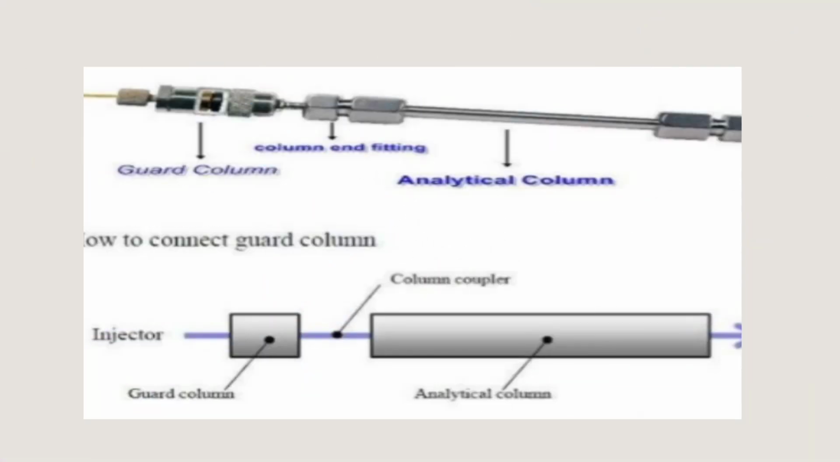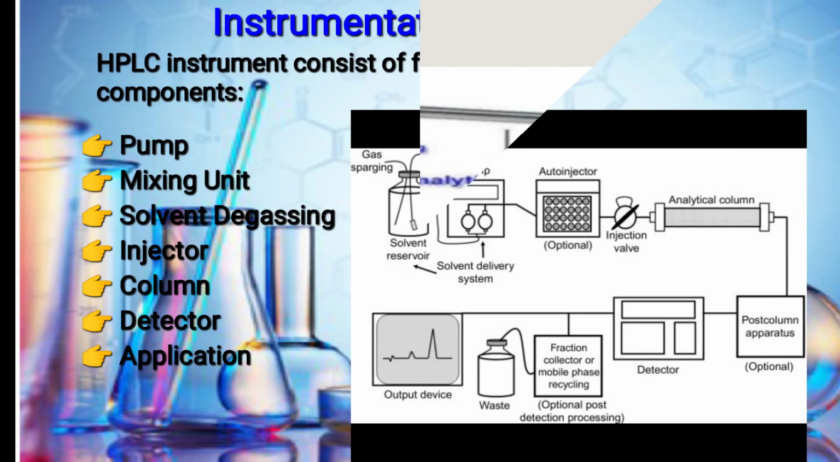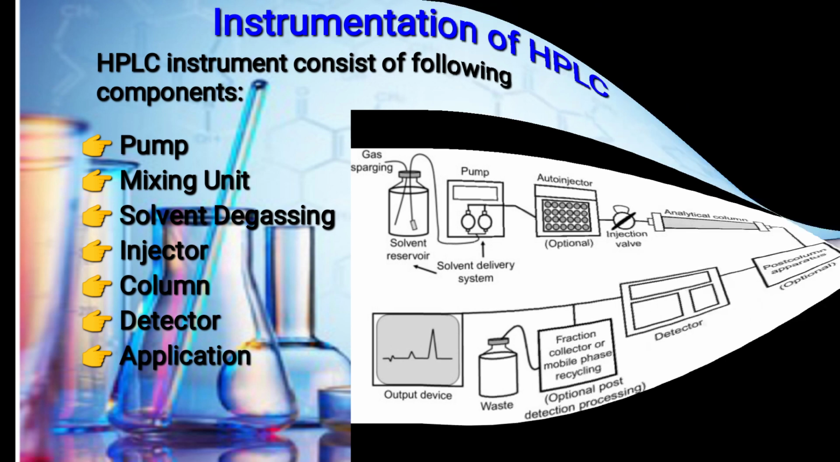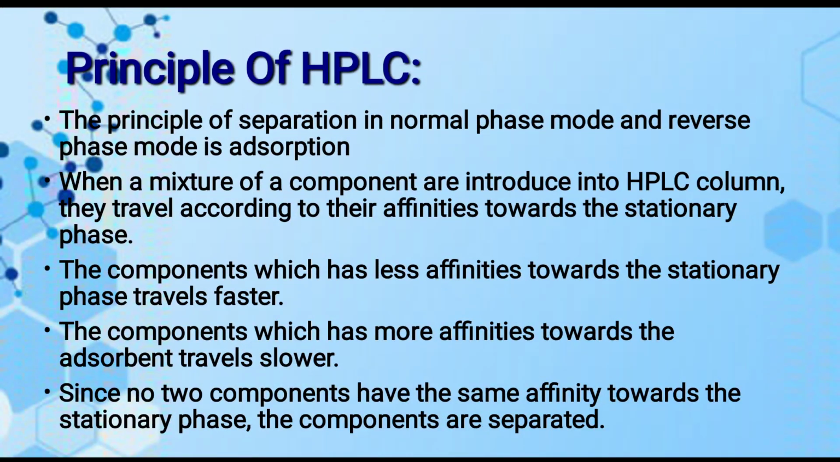Coming to the different parts of HPLC. So first one is the solvent reservoir. Solvent reservoir is used to store the mobile phase in HPLC, and in HPLC two types of solvent reservoir are there. First one is the binary system and second one is the quaternary system. In the binary system, two bottles, two solvent reservoirs, will be there. In the quaternary system, four bottles or four solvent reservoirs will be there.